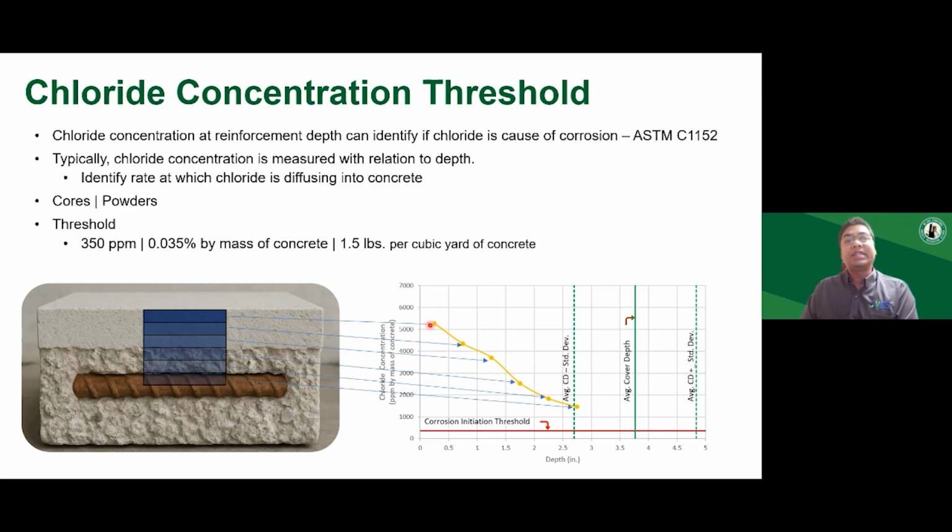So when you are doing concrete sampling, you need to know what is my chloride content at the rebar depth, and if it is higher than the corrosion initiation threshold. If your concentration at the rebar depth is higher than the initiation threshold, it's highly likely that your structure is suffering from corrosion induced by chlorides, or chloride-induced corrosion.